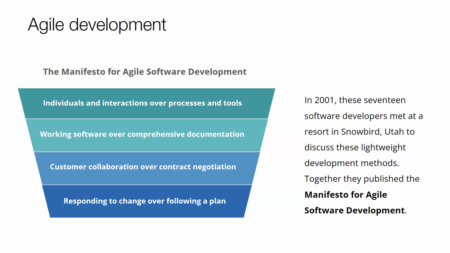Customer collaboration over contract negotiation. The customer has to be onboarded in Agile. He has to be very flexible, he should listen to the development team and provide the feedback as well, right?